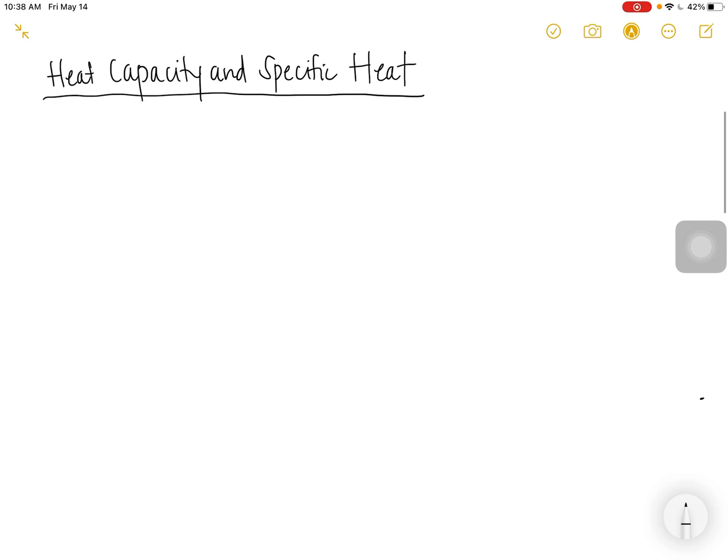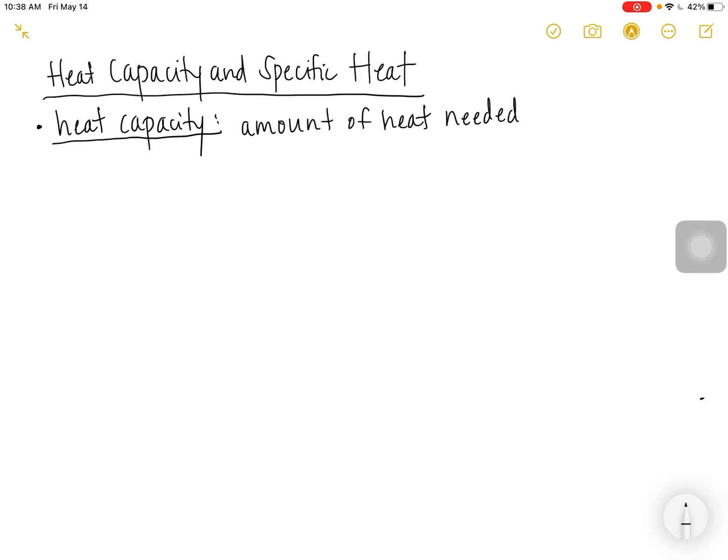Okay, so from there we're going to talk about something called heat capacity and specific heat. So the first discussion here is the word heat capacity. And the heat capacity of something is defined as this. All right, so heat capacity is defined as the amount of heat that's needed to increase the temperature of some object by 1 degree Celsius.